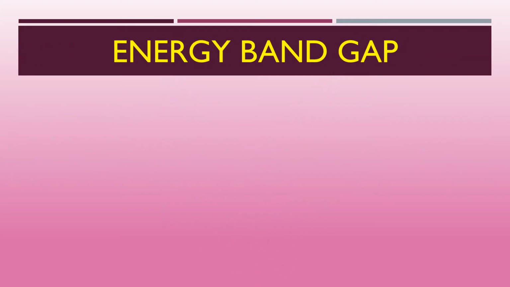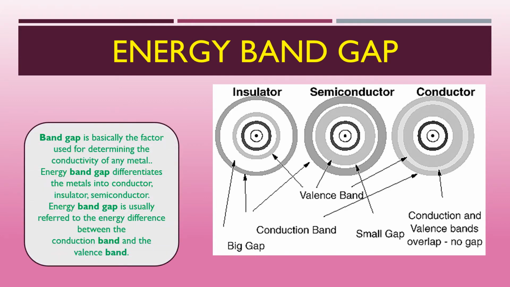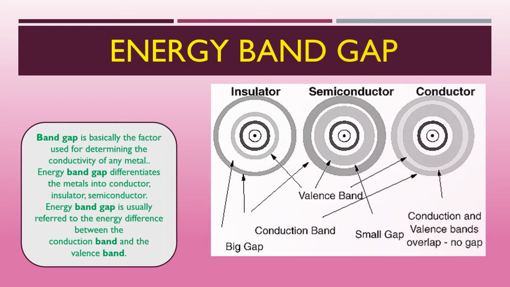The energy band structure of solids can explain many of their electrical and optical properties. Band gap is basically the factor which is used for determining the conductivity of any metal, and it differentiates the metals into conductors, insulators and semiconductors. So energy band gap is usually referred to the energy difference between the conduction and the valence band.